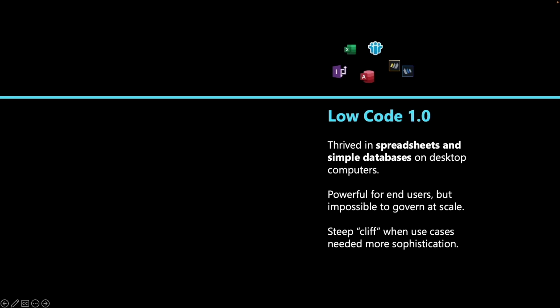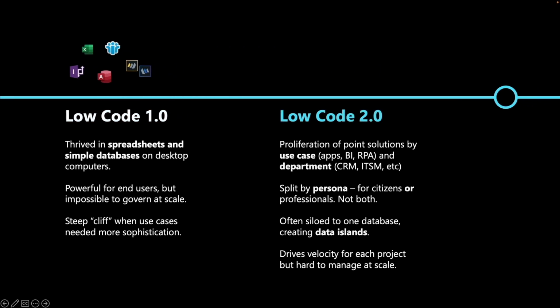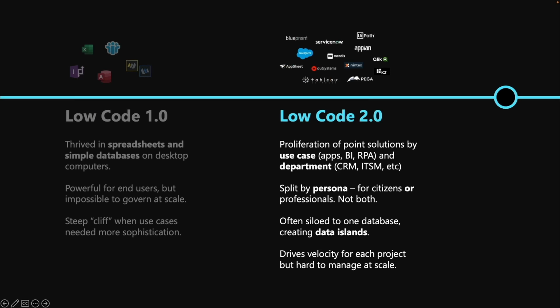So the next phase of low-code is what we call low-code 2.0. And low-code 2.0 is all about moving beyond the Excel and Access databases into a proliferation of point solutions. And by this, I mean solutions that are really by use case. So you need robotic process automation, you might use a tool like UiPath. Or you need a CRM, you might use something like Salesforce.